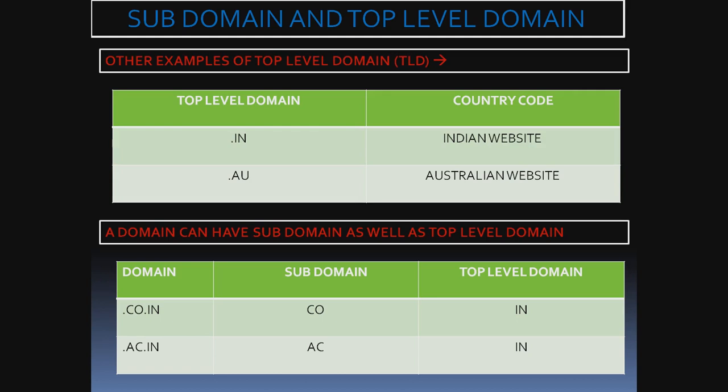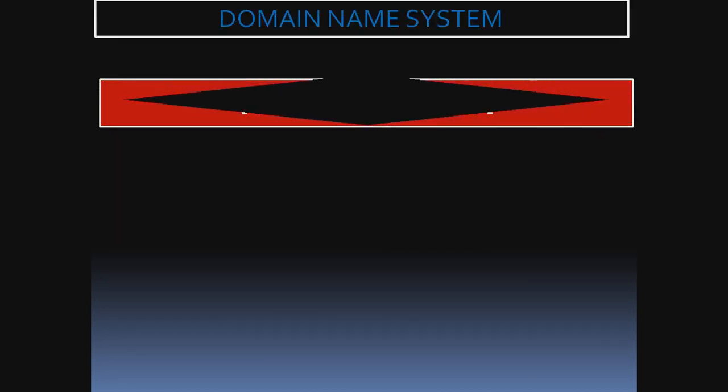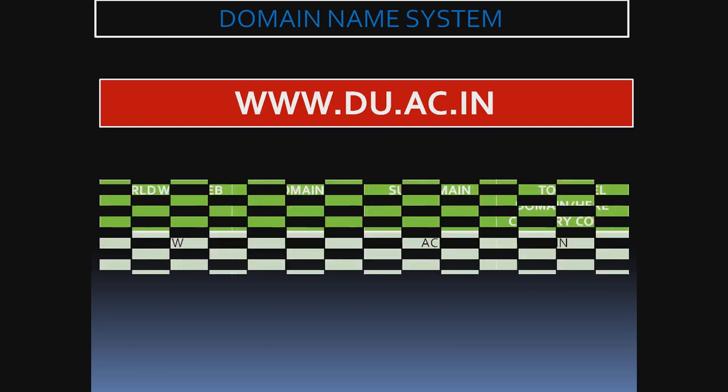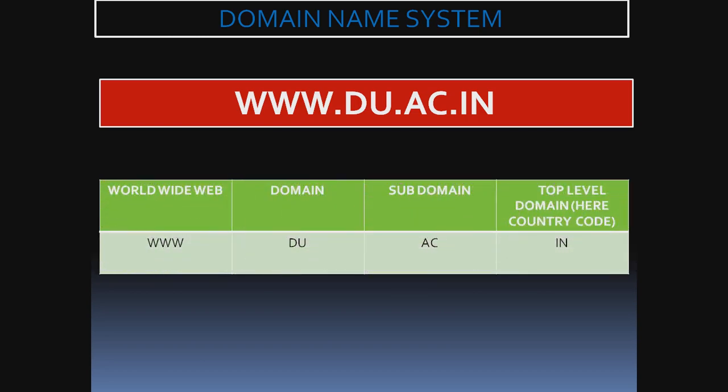So we have understood, students, what subdomain is. Let us understand it further. For example, this is the website of Delhi University, www.du.ac.in. So what do you think? www is the World Wide Web part, DU is the domain name, AC is the subdomain name, and IN is the top level domain. So I have bifurcated it: www, then du is the domain, subdomain is AC, and top level domain here is in. So students, this is how the whole domain name system stands.